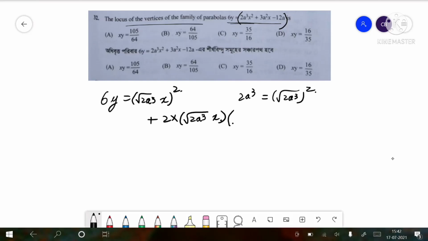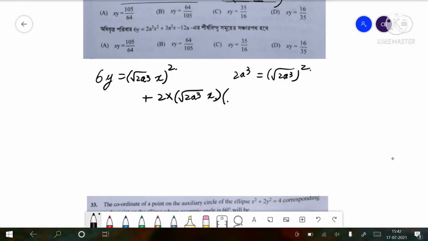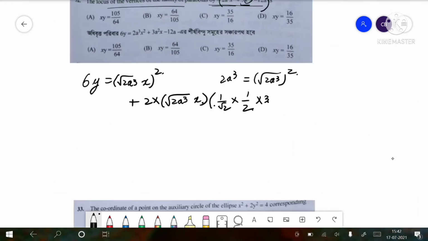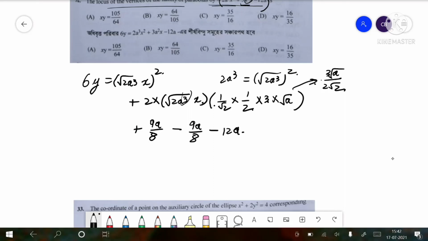Now what would be the next term? For the next term, since there is no root 2 here, we have to cut out root 2, 1 by root 2. Since there is no 2 there, we have to say 1 by 2. Since there is a 3, we have to say times 3. Then again the power of a is a square, and here the power is 3 by 2 because it is in square root. So this multiplied by root over a. So this term turns out to be 3 root a by 2 root 2. Now we have to write plus b square. So plus b square would be 9a by 8, minus 9a by 8, minus we have 12a.